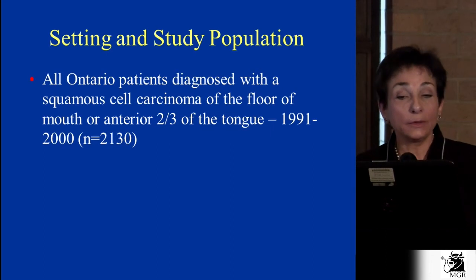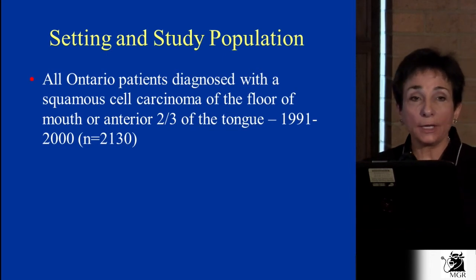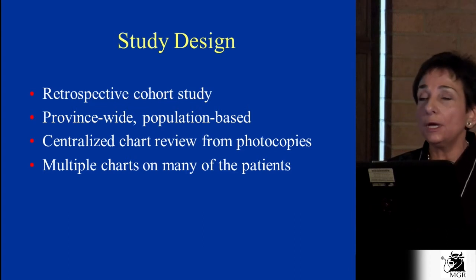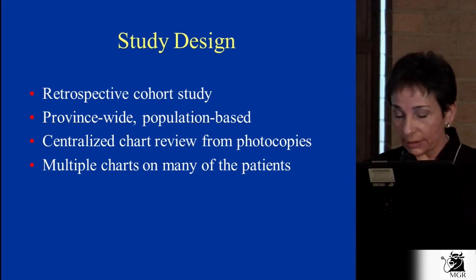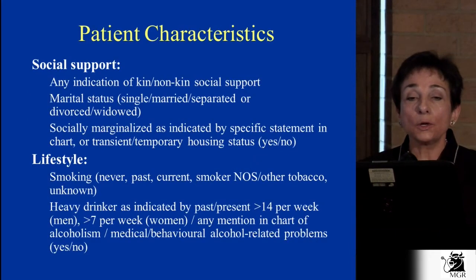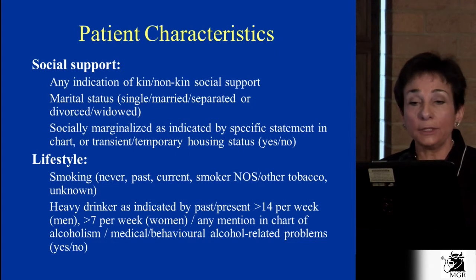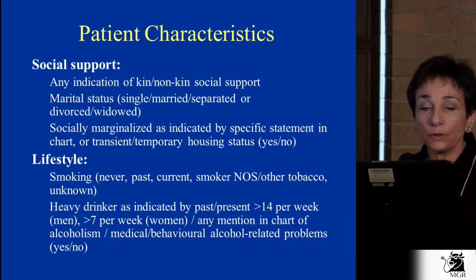So in this study, it was again all individuals in Ontario who were diagnosed with squamous cell carcinoma of the floor of the mouth, or the anterior two-thirds of the tongue, with a total of 2,000 patients involved. And there was a retrospective cohort study using administrative data, province-wide, population-based, but it was enriched by going to chart review in order to get a deeper sense of some of the factors that we aren't able to determine from administrative health databases. So social characteristics of the patient, such as whether they were married, whether they were socially marginalized, living in temporary housing or in shelters, perhaps some of Jeff's patients were involved in this study, and the lifestyle factors, whether they're smokers or heavy drinkers.